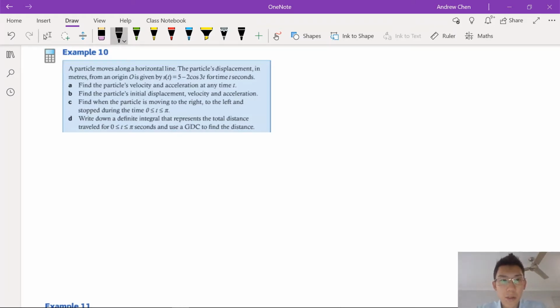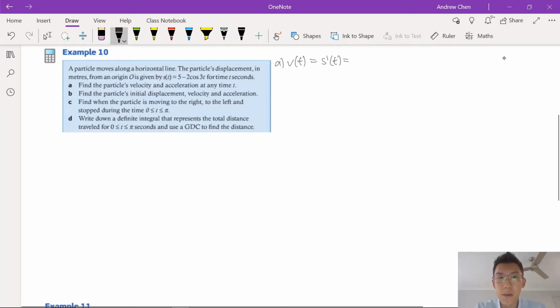A particle moves along a horizontal line. The particle's displacement in meters from the origin is given by the displacement function, and t is in seconds. Okay, A, find the particle's velocity and acceleration. So we've done this many times. Velocity is the derivative of displacement.